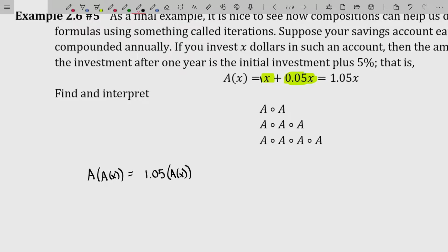That's all. Well, we happen to know that A is 1.05 times x. So again, it's just because A itself is 1.05x. And you could multiply out, grab a calculator, multiply those out, but it's actually nicer for this problem to leave this as 1.05 squared times x.